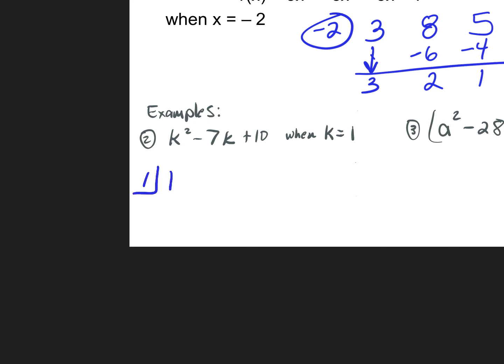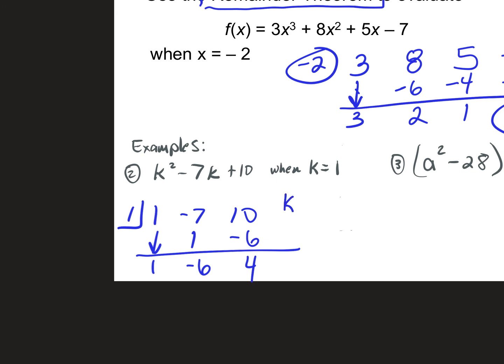And my coefficients are 1, negative 7, and 10. I'm evaluating using the remainder theorem, so the only thing I care about is the remainder. So 1 times 1 is 1. Negative 7 and 1 is negative 6. Negative 6 times 1 is negative 6. So 10 and negative 6 is 4. So here, you guys would tell me that k of 1 equals what number? 4. Perfect.